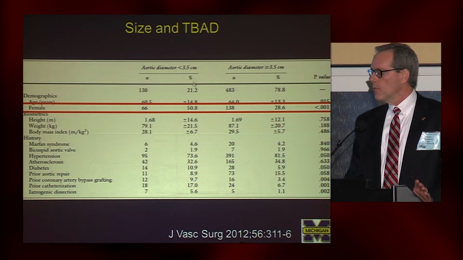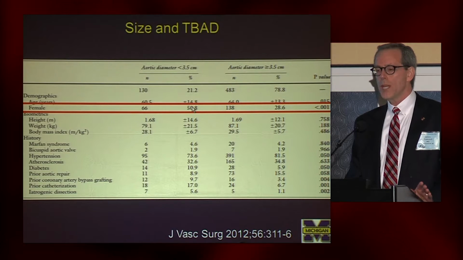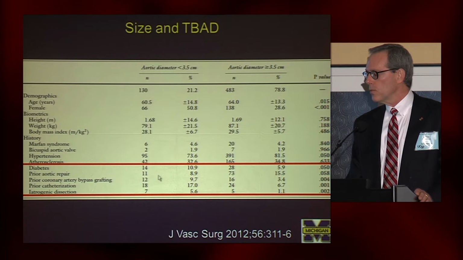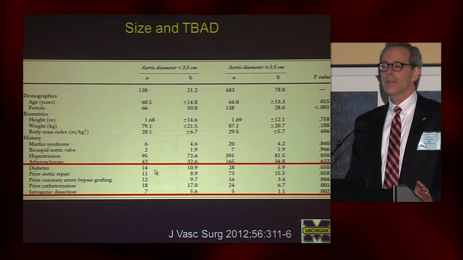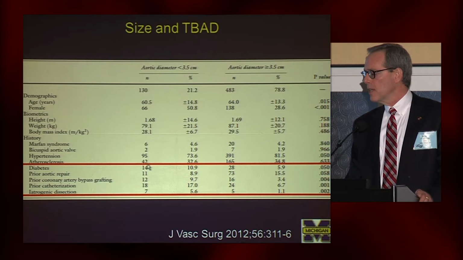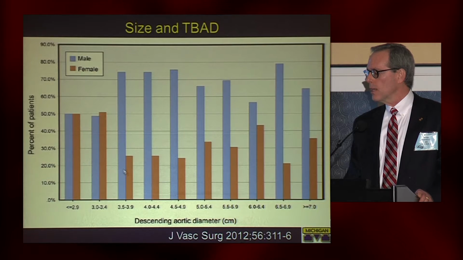One is, for those with a more normal-sized descending aorta, there actually were many more women than in the larger aortas. And interestingly, prior aortic surgery, CABG or cath were all associated with a greater likelihood of dissecting at a small size. Again, these are observational data, so they don't really imply anything in terms of causality.